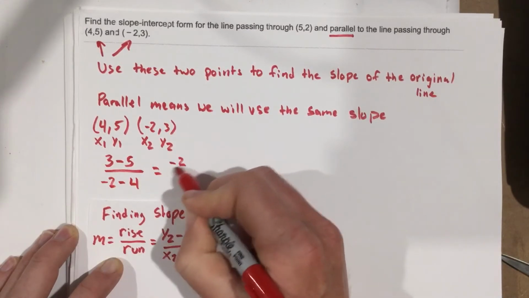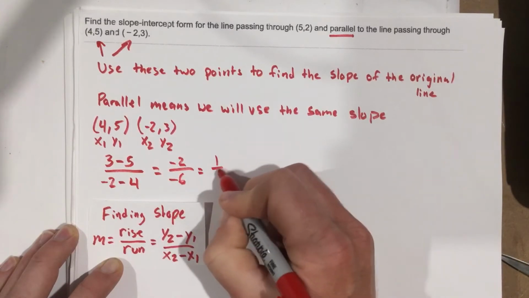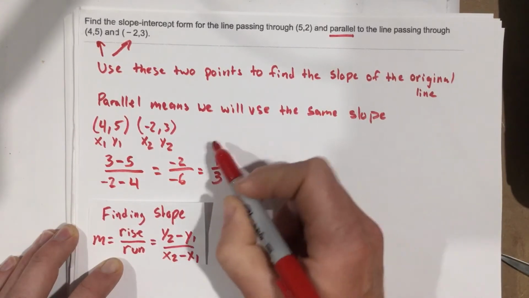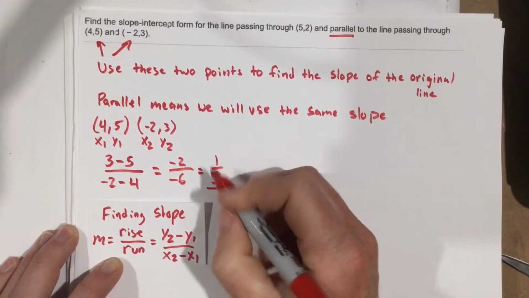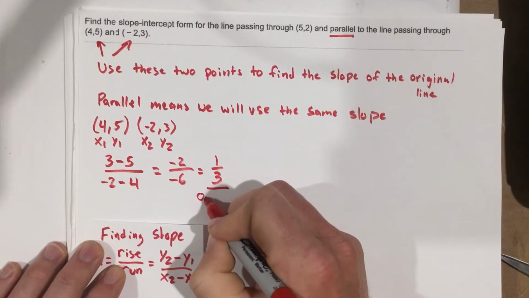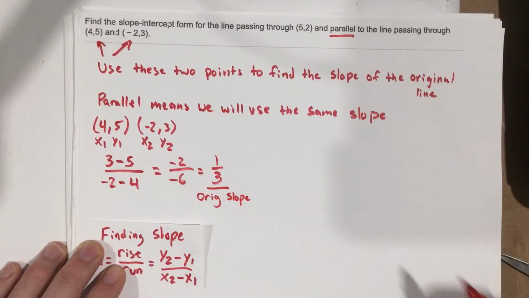This gives you negative 2 on top. On the bottom, you end up with negative 6, so we end up with a slope of 1/3. So we have a slope of 1/3 for our original line. So this is the original slope. And maybe we'll write that here. This is original slope.